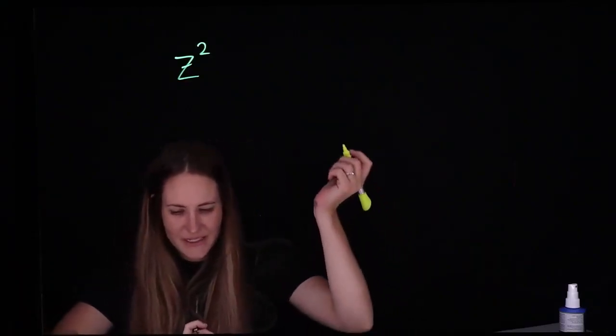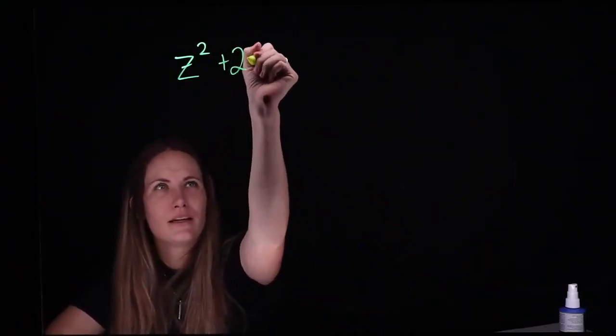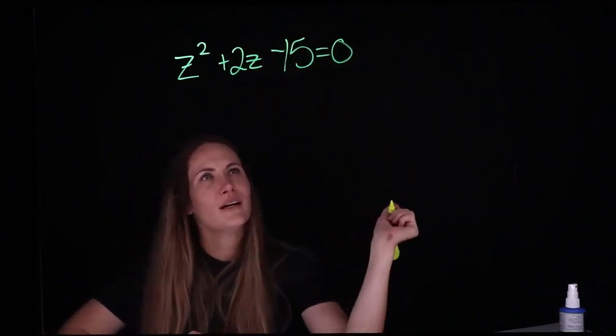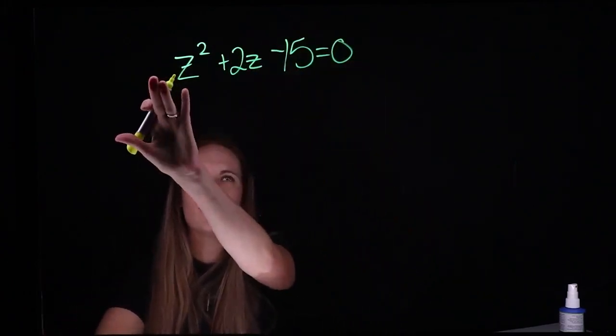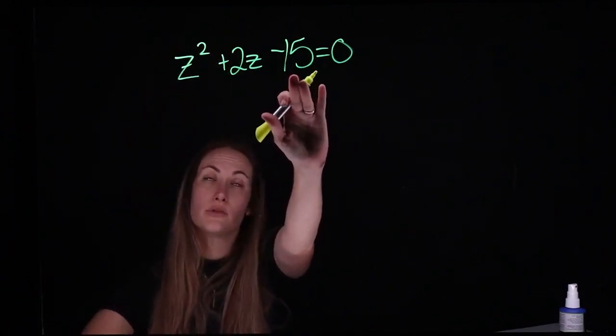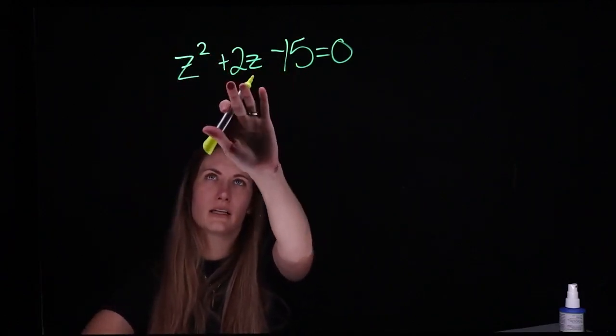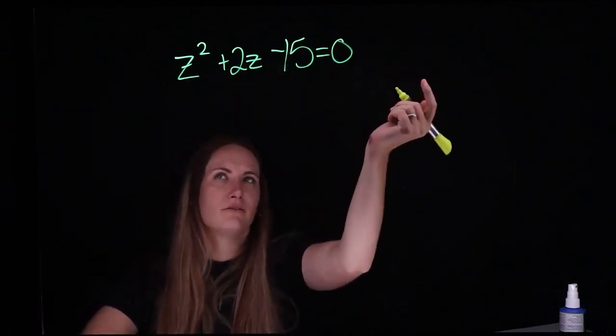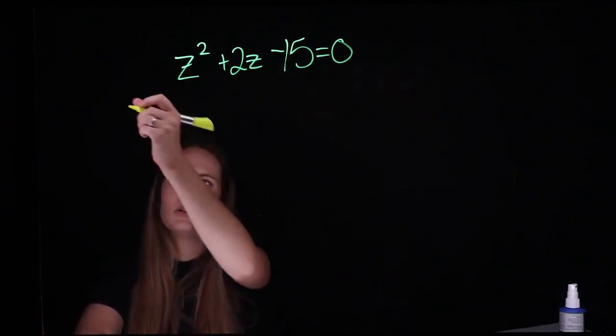Alright, the next problem is z squared plus 2z subtract 15 equals 0. So here our leading coefficient is 1, so we look at the back. We're looking for numbers that multiply to get 15, that subtract to get 2. So the first thing we need to do is list our factors of 15. So I'm going to do them right here.